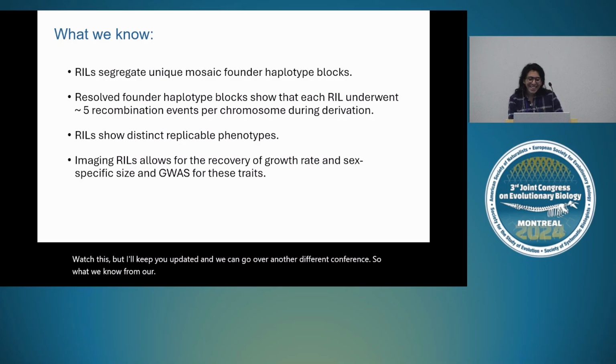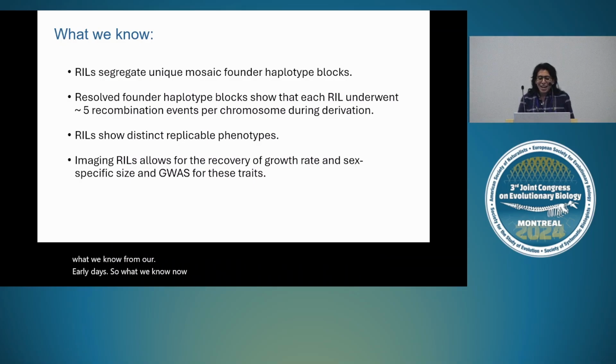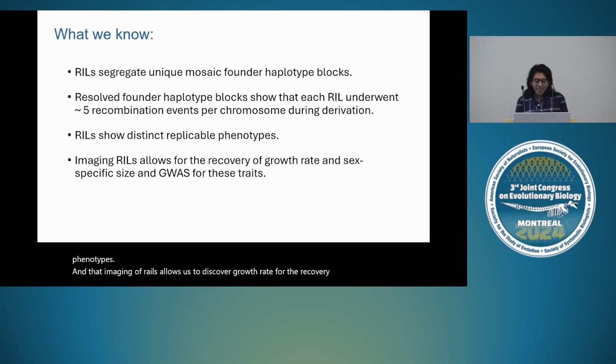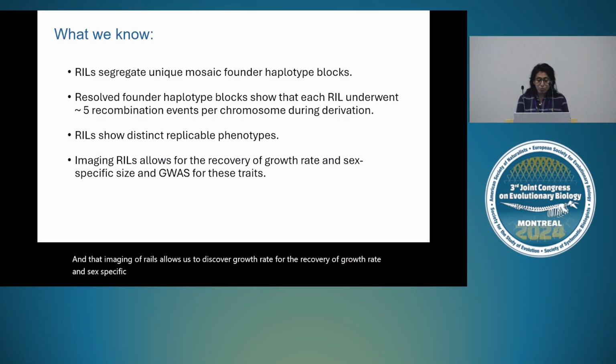So what we know now is that our lines segregate unique mosaic founder haplotype blocks, and our resolved founder haplotype blocks show that each line underwent 5 recombination events per chromosome during derivation, and that our lines show distinct replicable phenotypes, and that imaging our lines allows us to discover growth rate and sex-specific size, and for us to do GWAS using those traits.